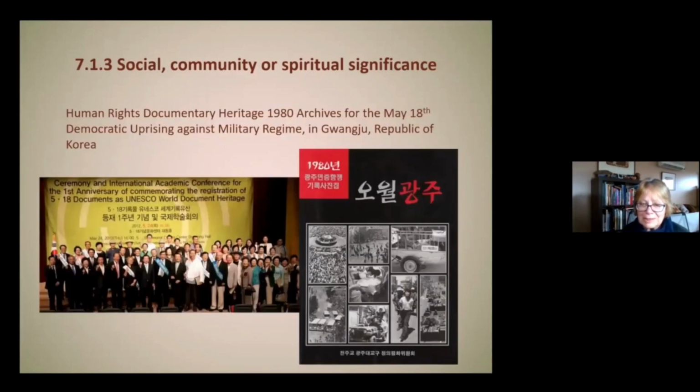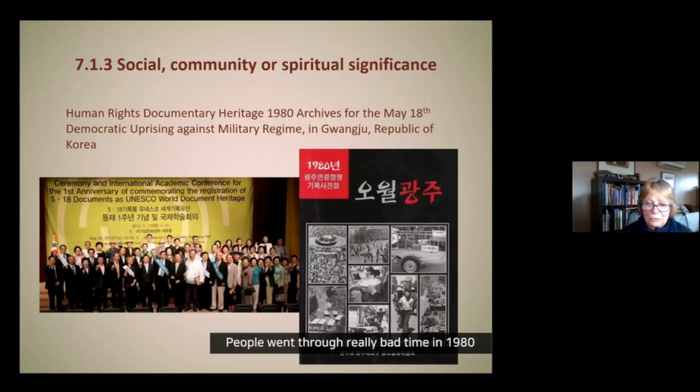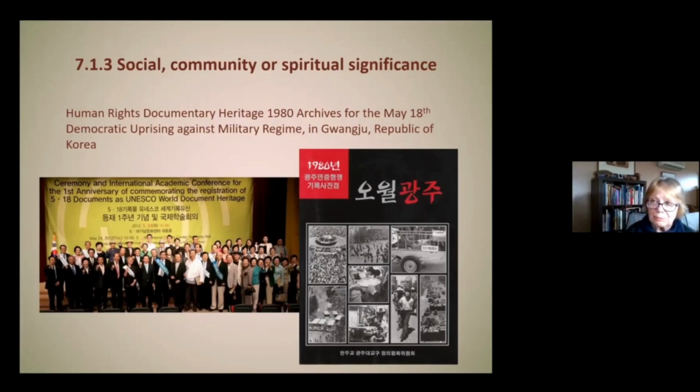And there's a really good example in the Republic of Korea, the Human Rights Documentary Heritage 1980 archives for the May 18th democratic uprising against the military regime in Gwangju. It is people who went through this really bad time in 1980. Many people were killed. A lot of them were very young. A lot of them were university students, and they were killed. And it's very humbling to go to the cemetery in Gwangju and see the graves with pictures of very young people who were killed in this uprising.